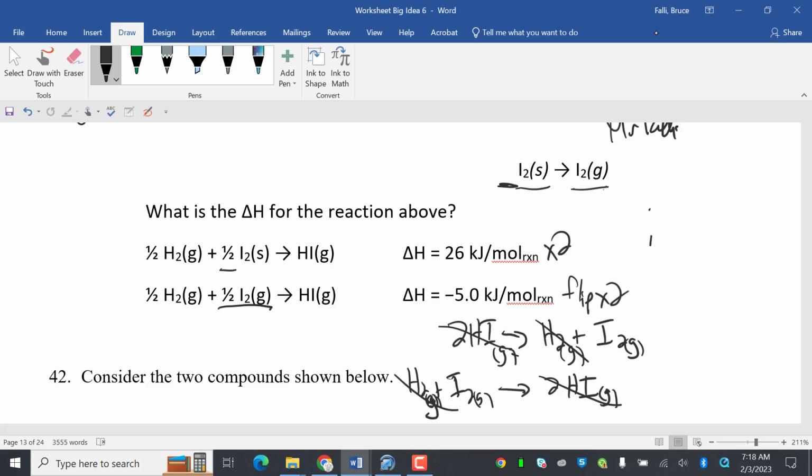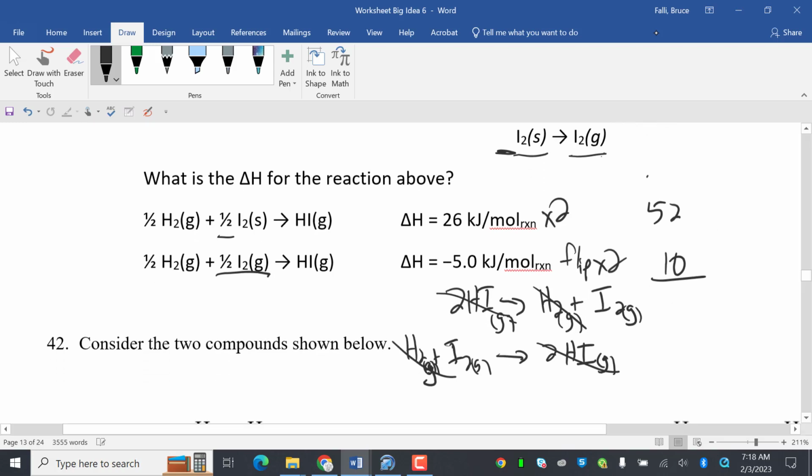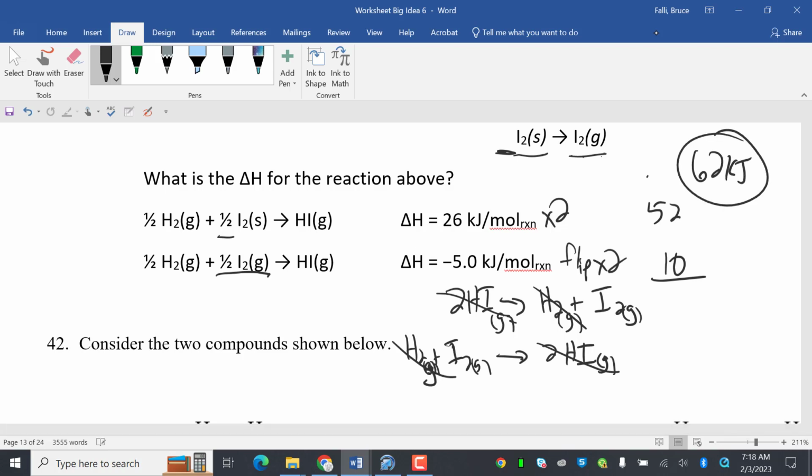So that means this is going to be 52, and this is going to be positive 5 times 10. So that's going to be 62. Notice how it took 62 kilojoules for it to go from low energy to high. It's absorbing it. I'm going to emphasize the positive here.